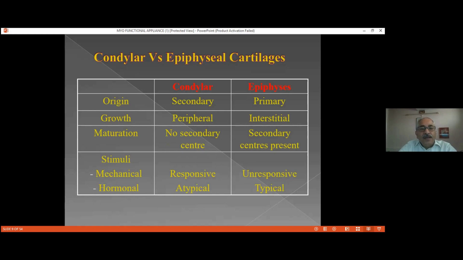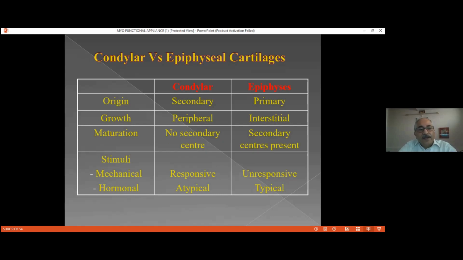Now, the growth in the condylar cartilage is peripheral. That is, on the outer surface, there can be an increase in the layers or modification can happen. Whereas the epiphysis of the long bones lengthens interstitially, that is from inside to out. Whereas in condylar cartilage, it is from outside to in. There are no secondary centers in the condyle, whereas in the long bones, that is the epiphyseal areas, there are secondary centers where the ossification occurs.